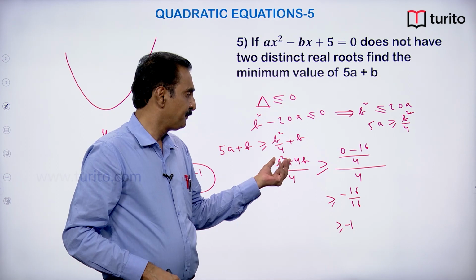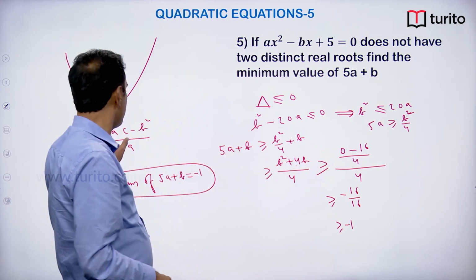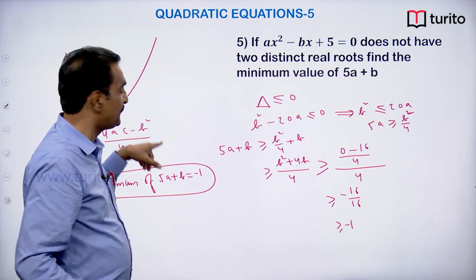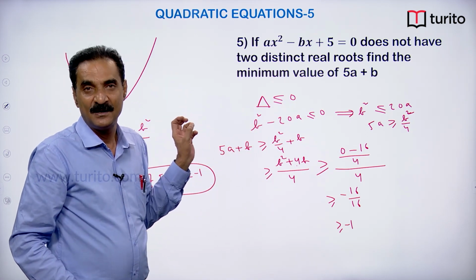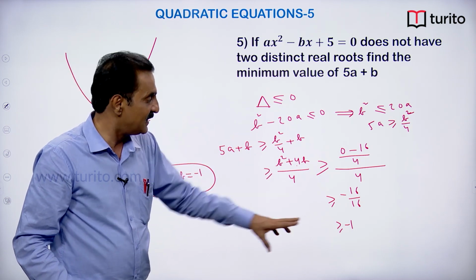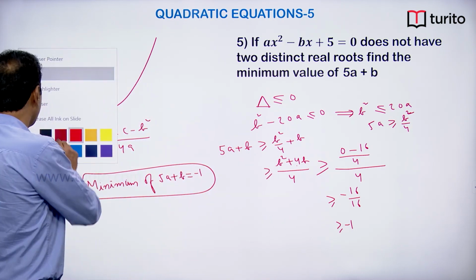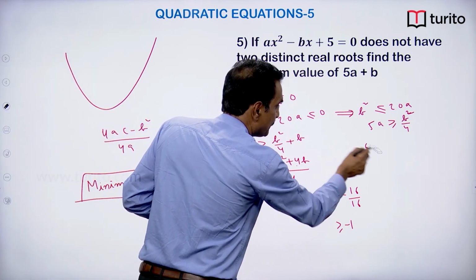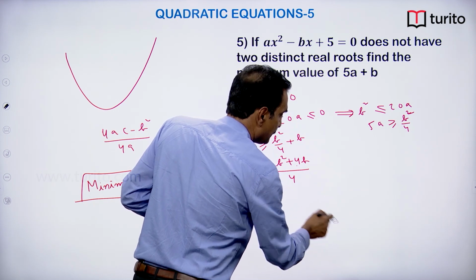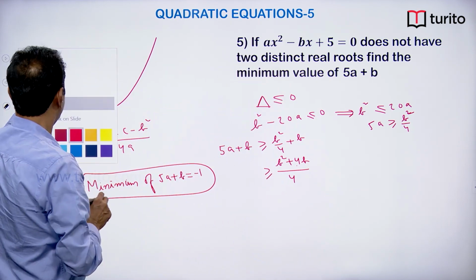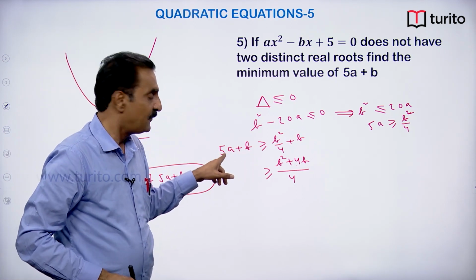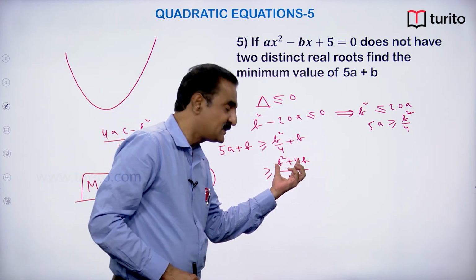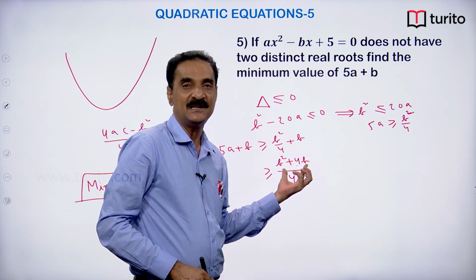Suppose you are confused with this formula because the expression is also in terms of b. Here I am writing the formula in a, b, c. If you are not understanding this method, then you can follow squaring method. After getting 5a plus b greater than or equal to b square plus 4b by 4, you can express this as a perfect square and get the minimum value easily.